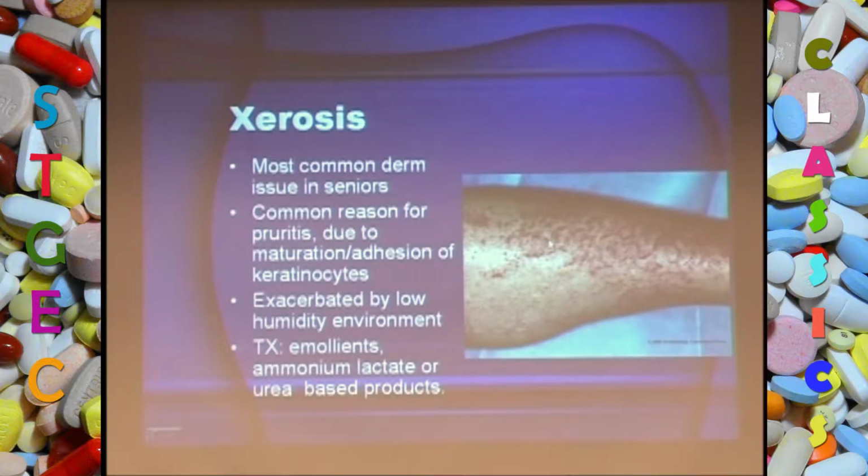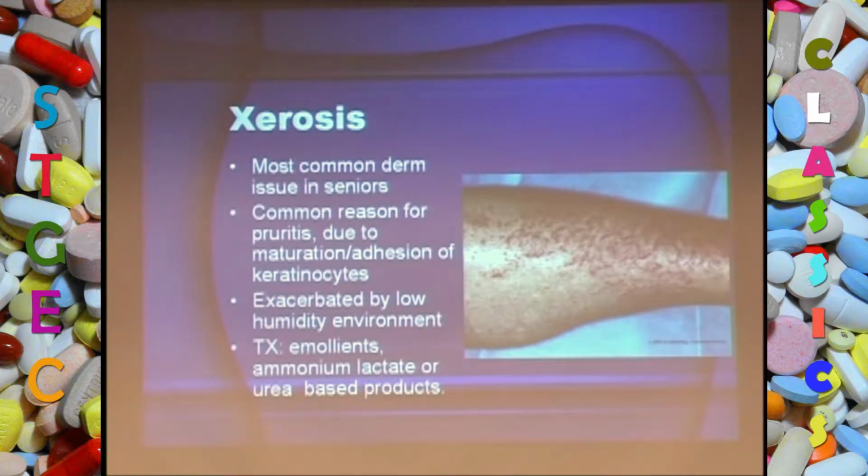So a common problem, but it has a very easy treatment, and that basically is to moisturize the skin. So the treatment of choice typically with xerosis is to apply an emollient of some sort. Commonly, ammonium lactate, which is your Lac-Hydrin, is a wonderful option for treating this type of problem. Your urea-based products can be very helpful because those particular moisturizers, the urea in particular, is very, very hydrophilic, so it will attract moisture and bring it to help soften and lubricate the skin.